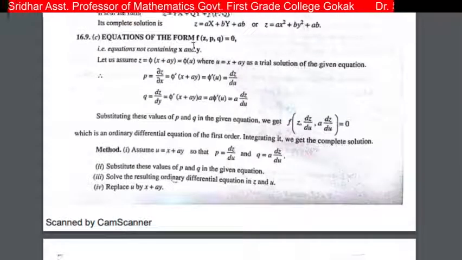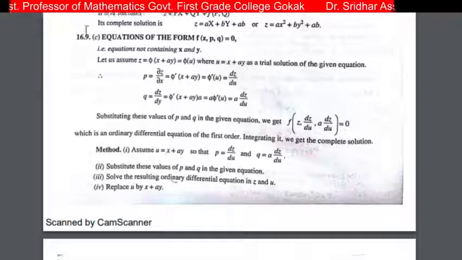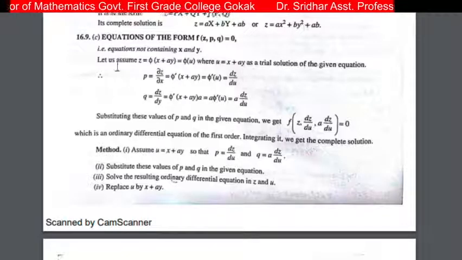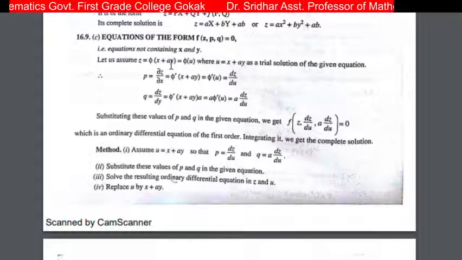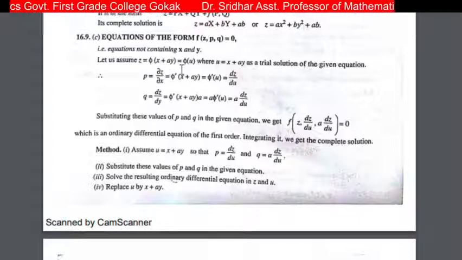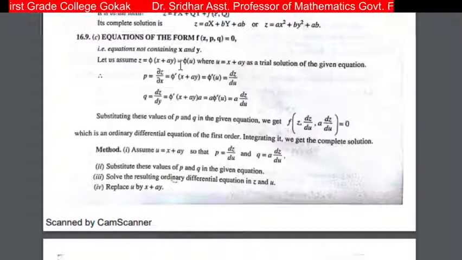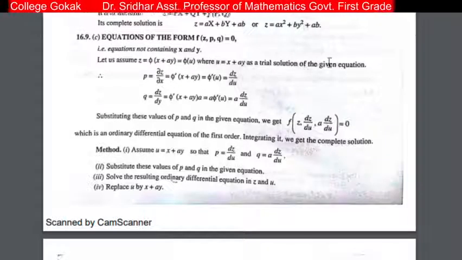Now equations of the form f of z, p, q equal to 0. This is another standard form. Here we assume that the solution is z equal to phi of x plus ay, or you can assume that it is phi of u, where u is x plus ay. This is the trial solution.